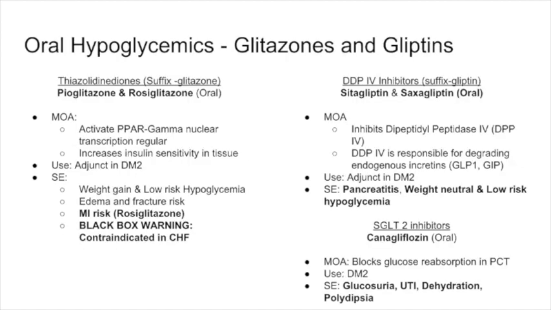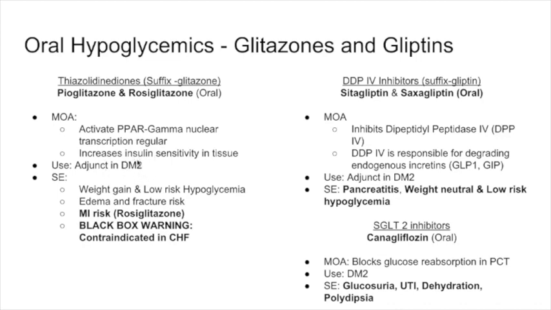Next class of medications are the thiazolidinediones, and the suffix for it is glitazone. So pioglitazone and rosiglitazone are medications in this class. How these medications work is that they're insulin sensitizers, so they increase the insulin sensitivity in the tissue. They do that by activating a nuclear transcription factor called PPAR gamma, and that somehow increases the insulin sensitivity. The mechanism is not very clear, but that's the idea.